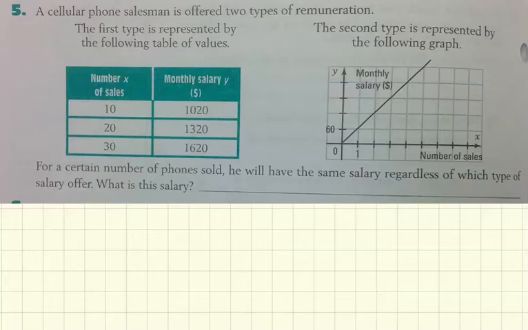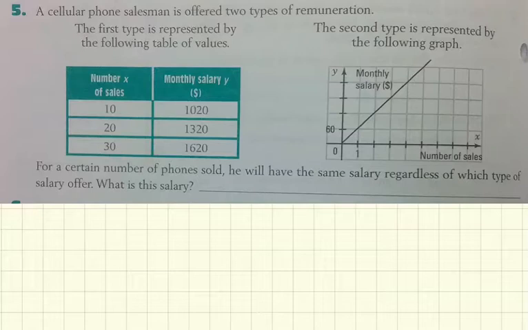Question number 5: a cellular phone salesman is offered two types of remuneration. The first type is represented by the following table of values. If he makes 10 sales, he gets a monthly salary of $1,020. If he makes 20 sales, $1,320. 30 sales, $1,620. The second type is represented by the following graph, as we can see right here. For a certain number of phones sold, he will have the same salary regardless of which type of salary is offered. What is that salary?